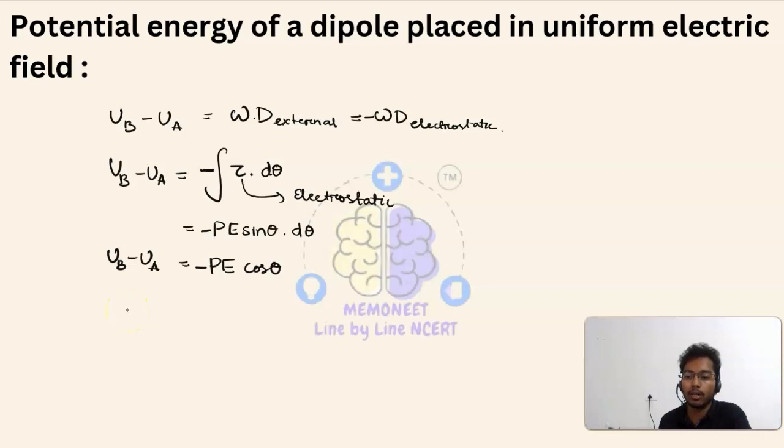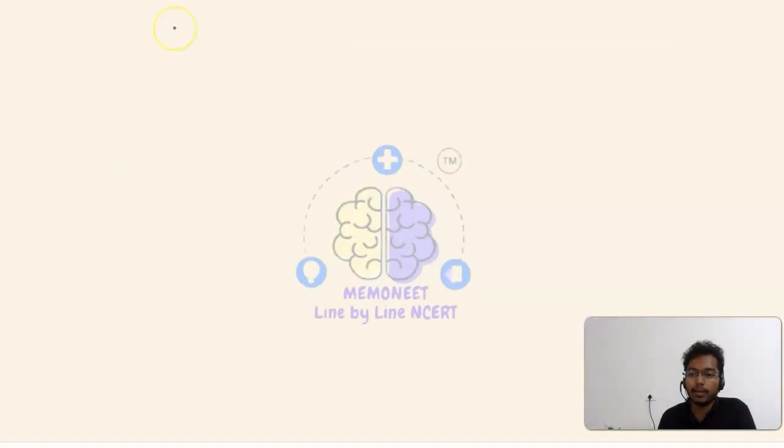Take the initial condition where the angle between the electric field and the dipole is 90 degrees. So we take U equal to minus pE cos theta, because at the initial condition U is 0, as the dipole makes a 90 degree angle with the electric field. So U is equal to minus pE cos theta.